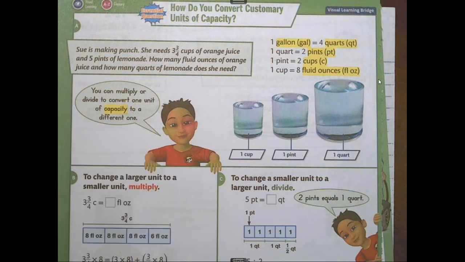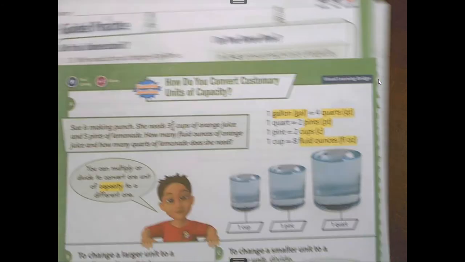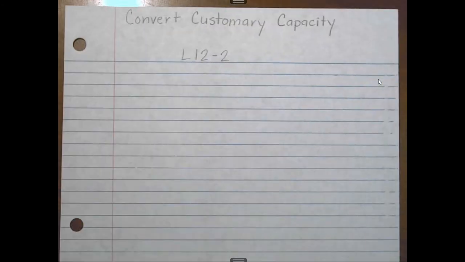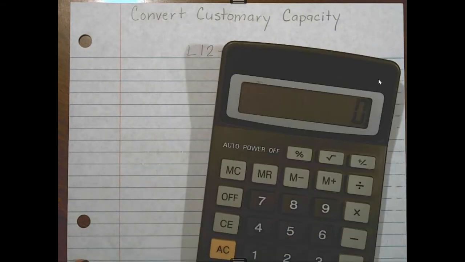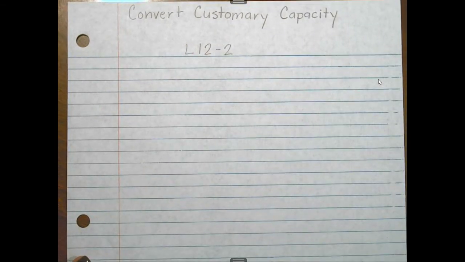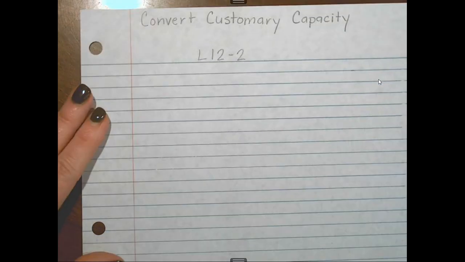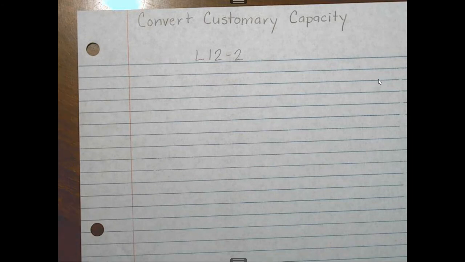a measurement cup, okay? So I'm not going to make today's video as drawn out as yesterday's, but I want to just review a couple things. If you will get your notebook paper. Also, I'm going to let you use the calculator again today if you have your basic 4-function calculator. If you go ahead and head your paper, today we're going to convert customary capacity, and this is lesson 12-2.